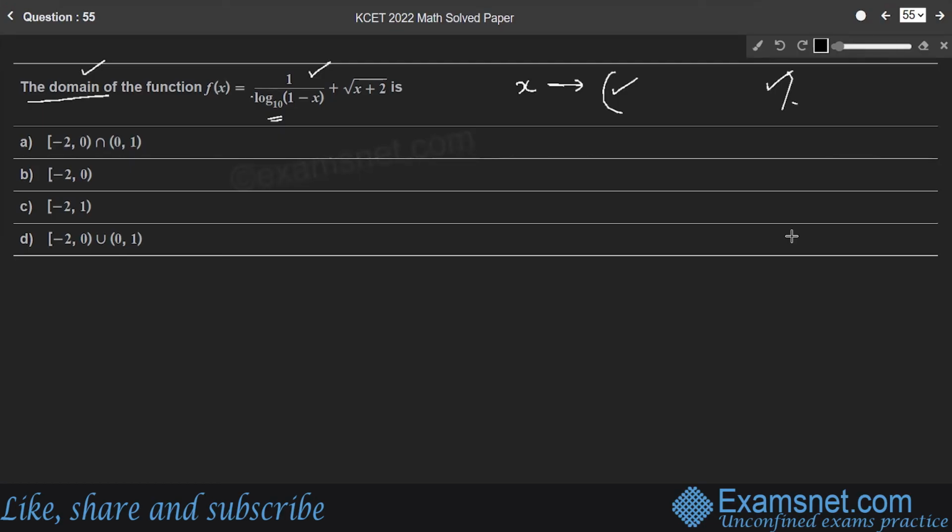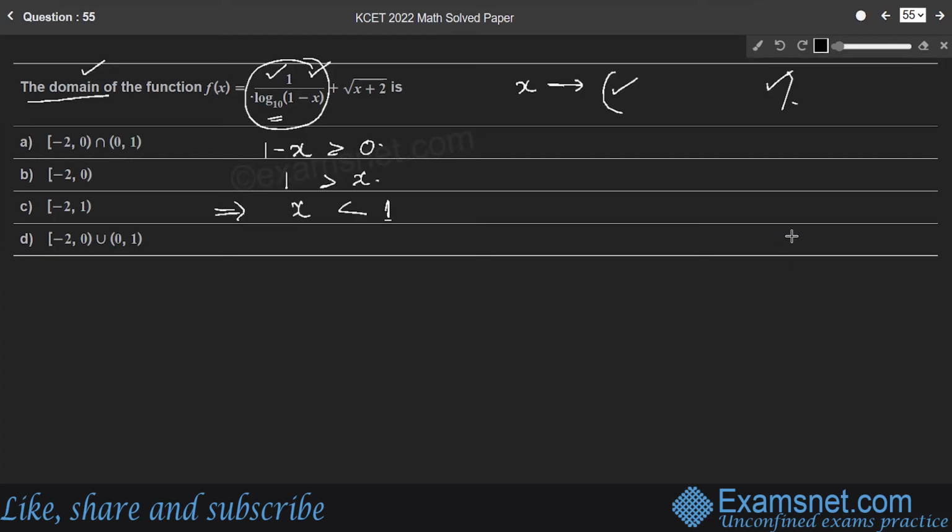So to get a valid value of this term, 1 minus x should be greater than 0. Then only you will get a positive value. If 1 minus x is greater than 0, so 1 should be greater than x. So this implies x should be strictly less than 1.